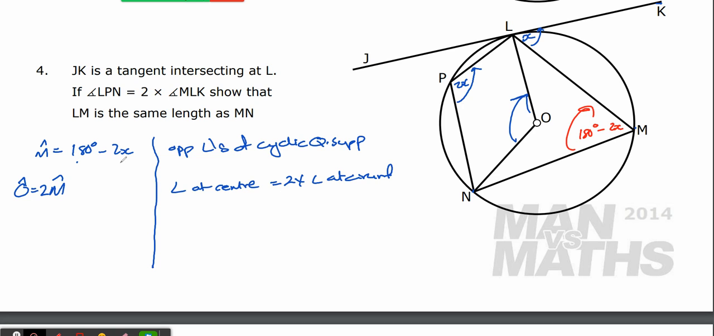So let's multiply 180 and 2x by 2. We'll get 360 minus 4x. Let's write it in there. Now, angles around a point add up to 360. If this is 360 minus 4x, then surely this reflex angle on the other side must be 4x, because it adds up to 360. And that's how the angle at the center on this side is equal to 2 times the angle at the circumference, and 2x times 2 is 4x.